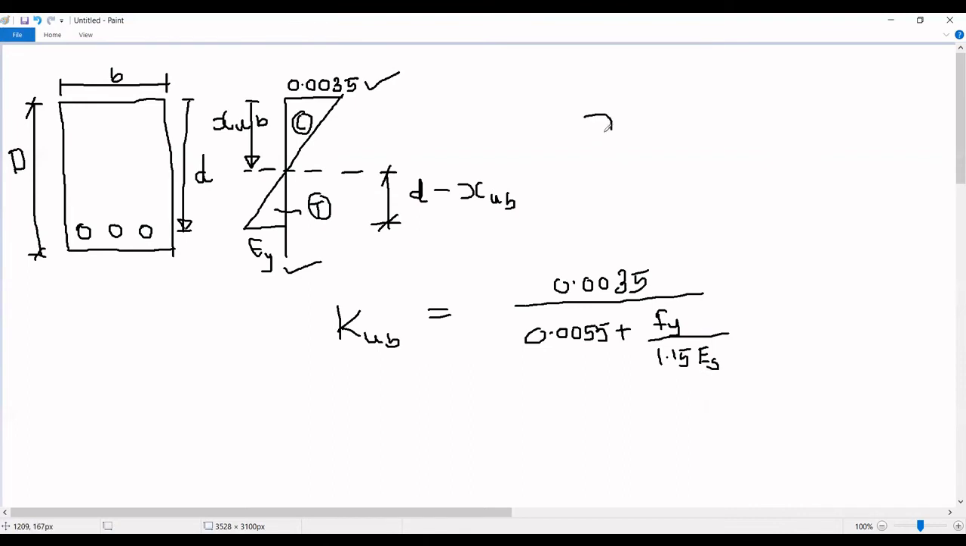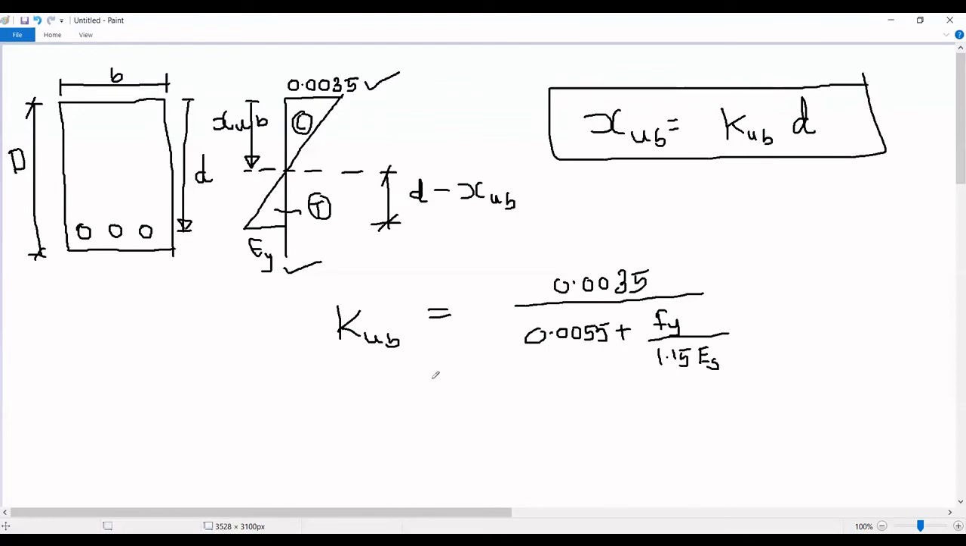So if the section is designed as a balanced section and it has effective depth D, we can calculate the position of its neutral axis at failure, measured from the extreme compression fiber, as KUB times D. I want you to observe certain points here. This XUB, that is the location of the neutral axis at failure for a balanced section, is independent of B.